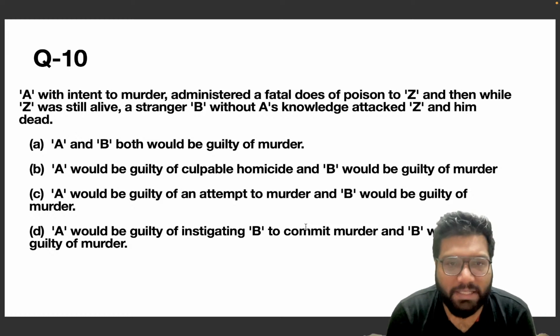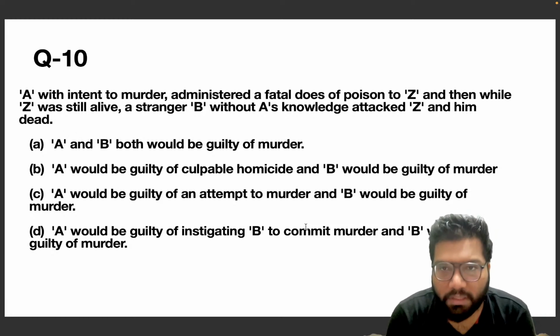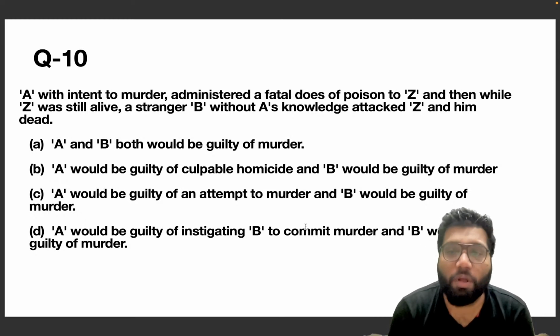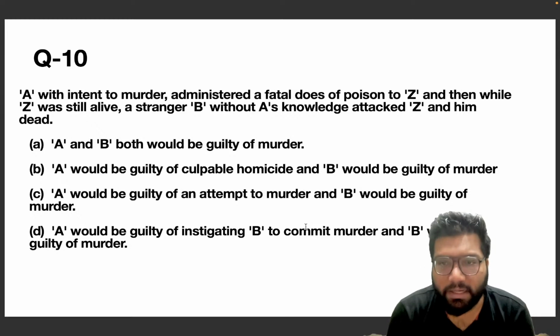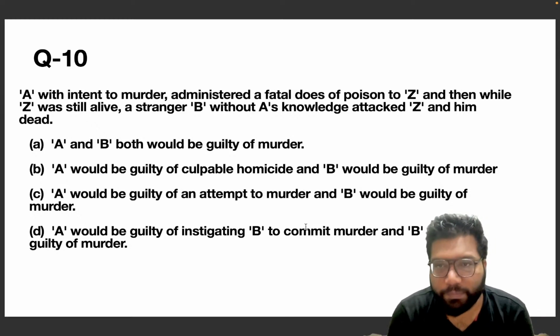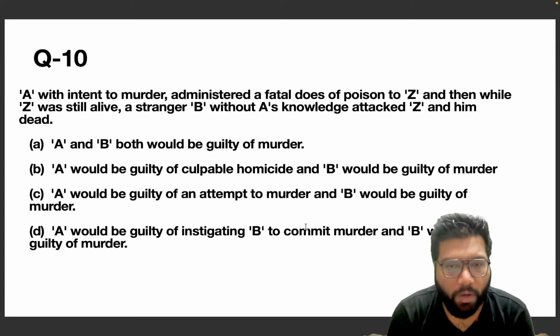A, with intent to murder, administered a fatal dose of poison to Z, and then while Z was still alive, a stranger B, without A's knowledge, attacked Z and made him dead. Now, what offense has been committed by whom?